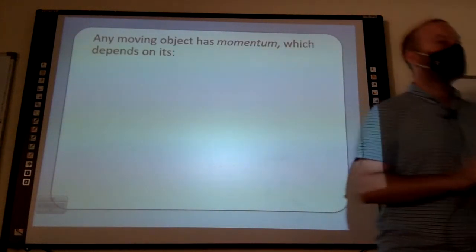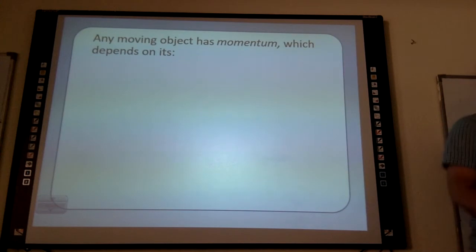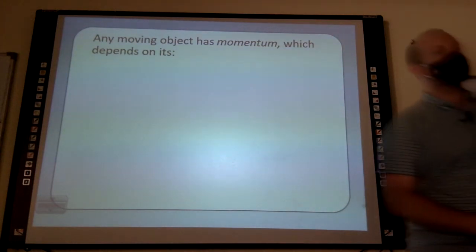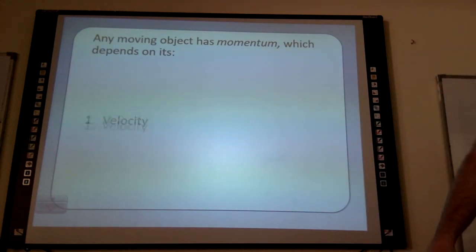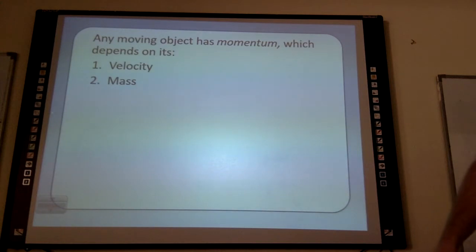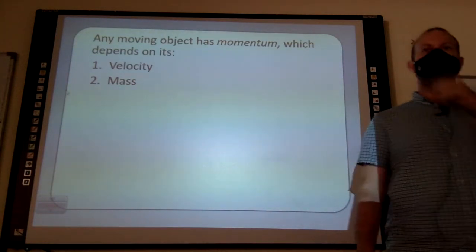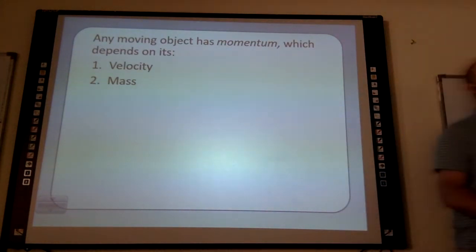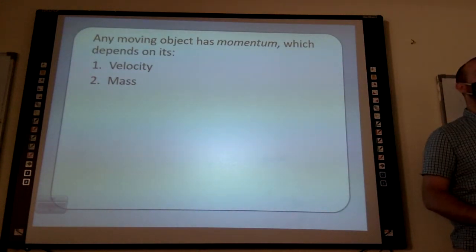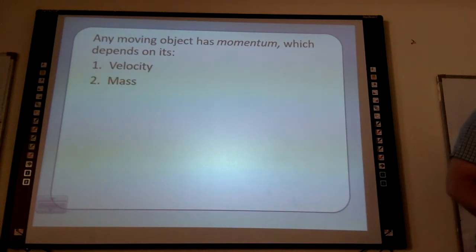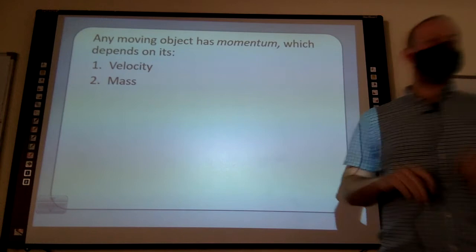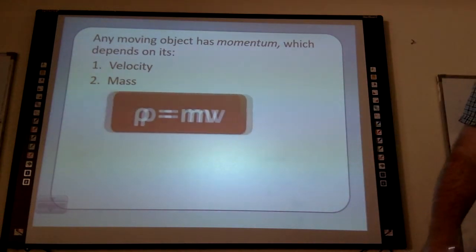Nice. So any moving object has momentum. It is going to depend on 2 things. It's going to depend on 1, velocity, and 2, on mass. So if an object has these 2 things, it has momentum. We can get into items like photons that have no mass, but yet there is some sort of a momentum to it. That's a different story. But for everything you'll get into, it depends on these 2 things.